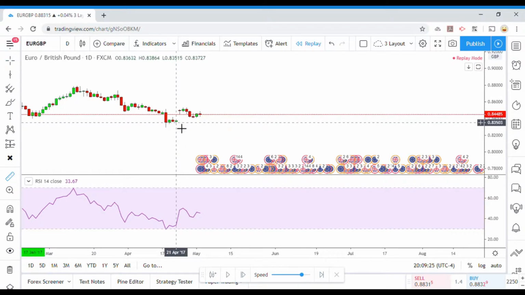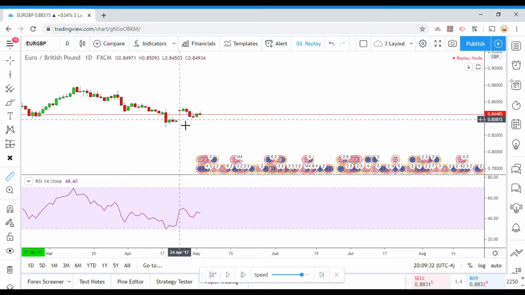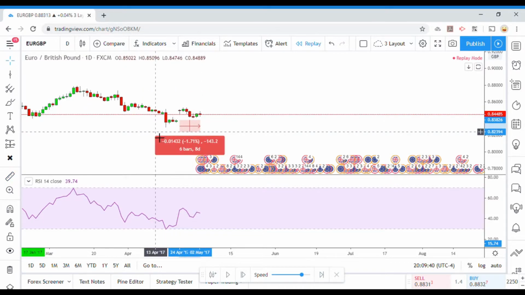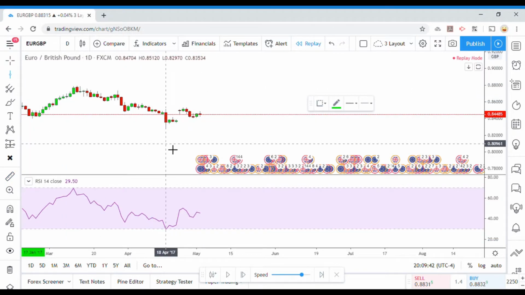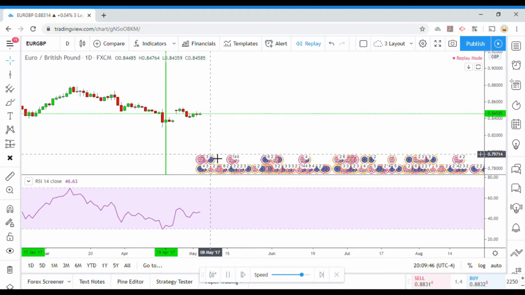Let's actually just go ahead and measure this out here. So that would have been the break. This would have brought it back in. We would have entered right here. And yeah, we would have taken a win.